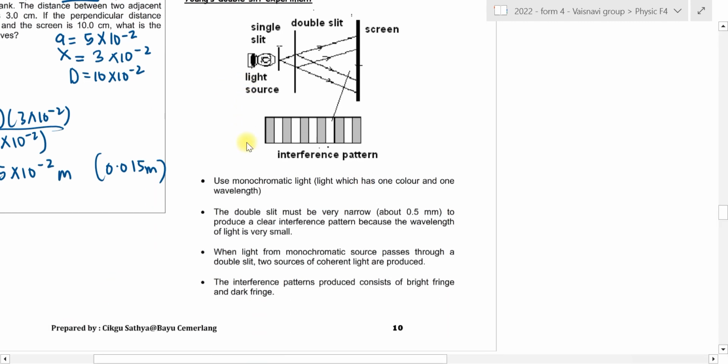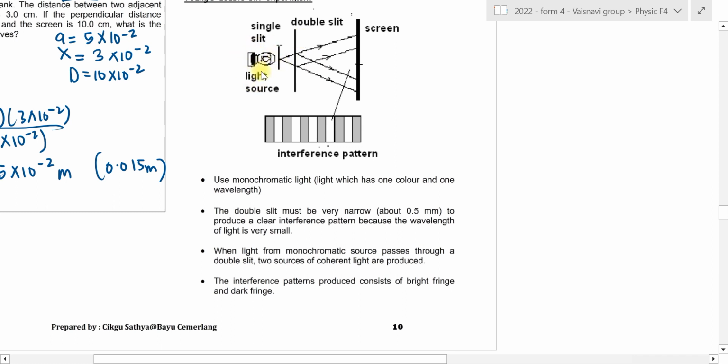Okay, baik. So the light source must be monochromatic. Light yang kita panggil mesti dia, it must be monochromatic. Monochromatic means it contain only one color, one wavelength only. Okay, we cannot have multiple colors. Then you cannot see the interference pattern clearly.